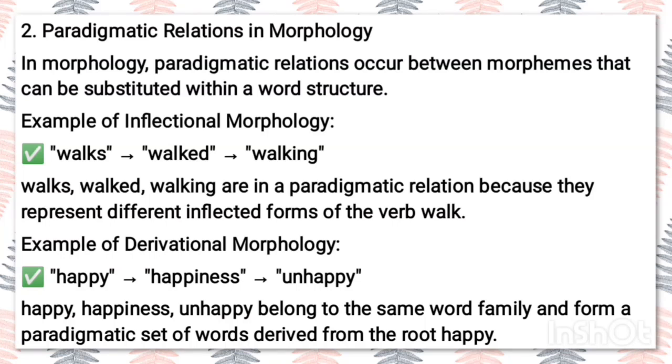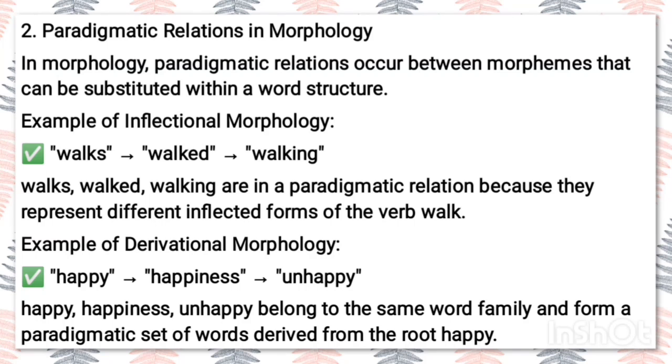Paradigmatic relations in morphology. In morphology, paradigmatic relations exist between morphemes, the smallest units of meaning that can be substituted within word structure to create different forms of words. For example of inflectional morphology, the words walks, walked, walking. All these words are different inflected forms of the verb walk, representing different tense and aspects. These forms are in a paradigmatic relation because they belong to a paradigm and share a common root.